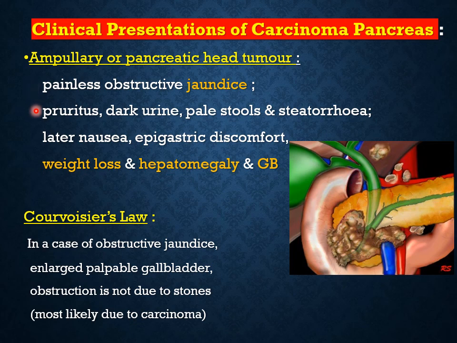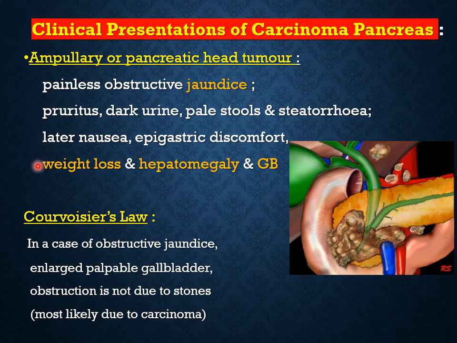They develop severe pruritus, itchiness, dark urine due to the presence of a high amount of conjugated bilirubin in the urine, pale stools due to lack of stercobilinogen, and steatorrhea, malabsorption of fats. Later they develop nausea, epigastric pain, and even an epigastric mass.